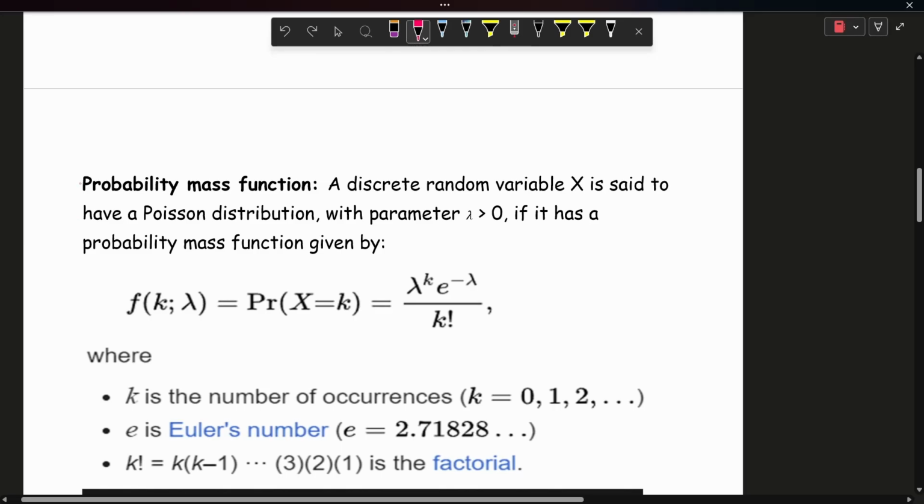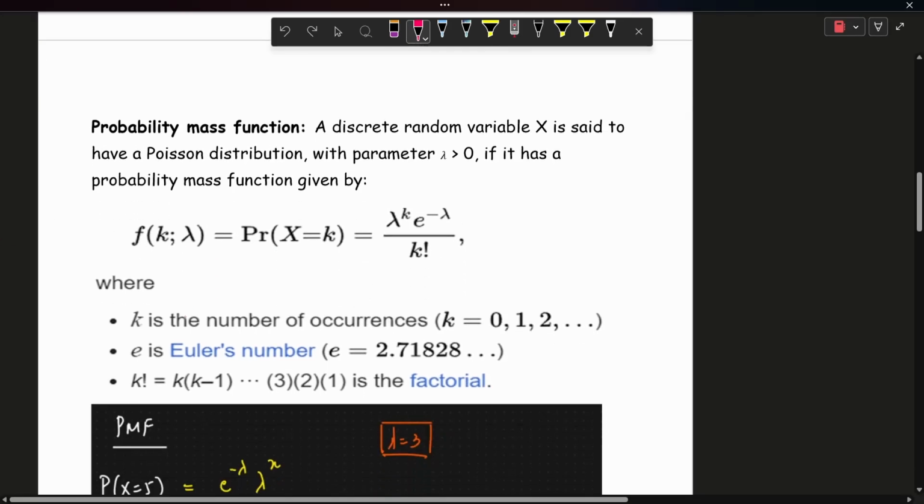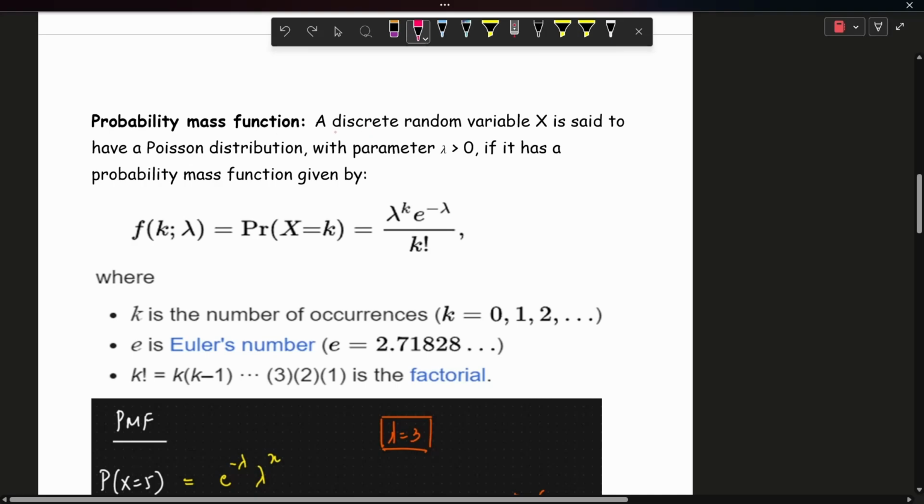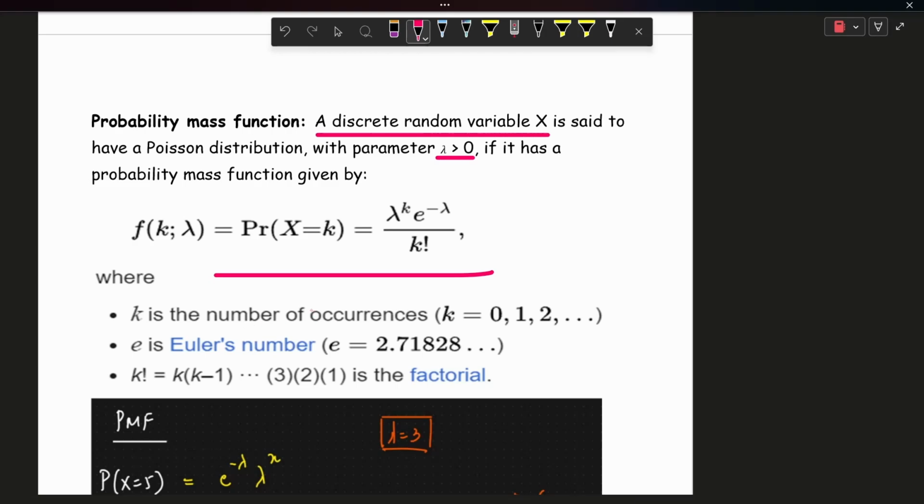This Poisson distribution will be calculated using the probability mass function because it has a discrete random variable x. Here the parameters we have are k and lambda. Lambda should always be greater than 0. And just remember this formula. Well, in machine learning, we use just 2-3 lines of code to implement this. Here, k is the number of occurrences. e is Euler's number, that is a fixed number, 2.71828, and k factorial is k into k minus 1, and so on. This is the factorial value.